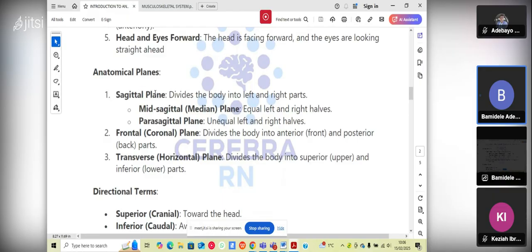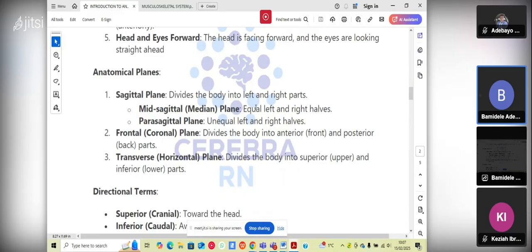We have the sagittal plane. This one divides the body into left and right part. So when you are standing in your anatomical position and the body is divided into left and right part, that is a sagittal plane. It's also subdivided into two. Mid sagittal plane is when it's divided into equal left and right. Mid means middle, so the division is in the middle part.